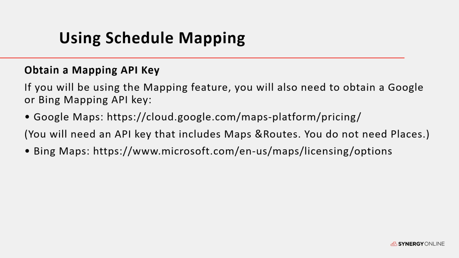What I've found is the Google Maps key is a little more robust in the types of data they give back to you. So Bing is certainly fully functional, but if you want detailed routing, I think Google is a little bit better. So if you're thinking about deploying Schedule, you want to take a look at some of the options available to you from both Google and Bing, and make sure you read the fine print and sign up for the appropriate licensing key.